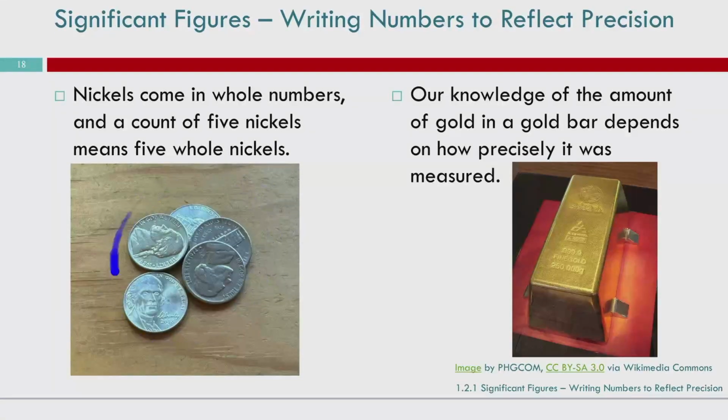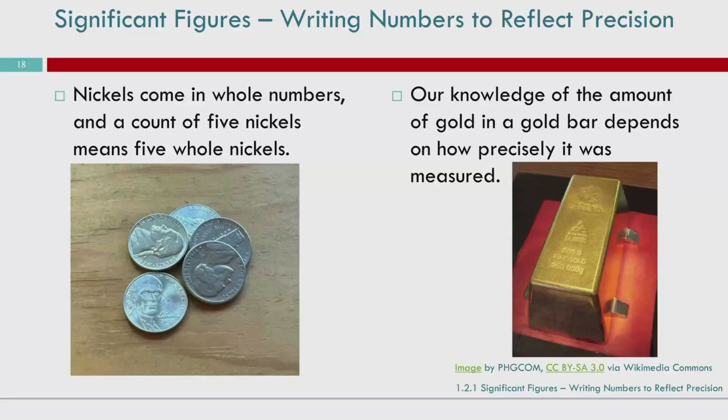One example, nickels come in whole numbers. You can count 5 nickels and it means 5 nickels. These are my nickels. I found nickels at my house. So these 5 nickels, would anyone dispute my claim that that is a picture of 5 nickels? Could it be 4.9 nickels? Could it be 5.01 nickels? No, because it's whole countable units.